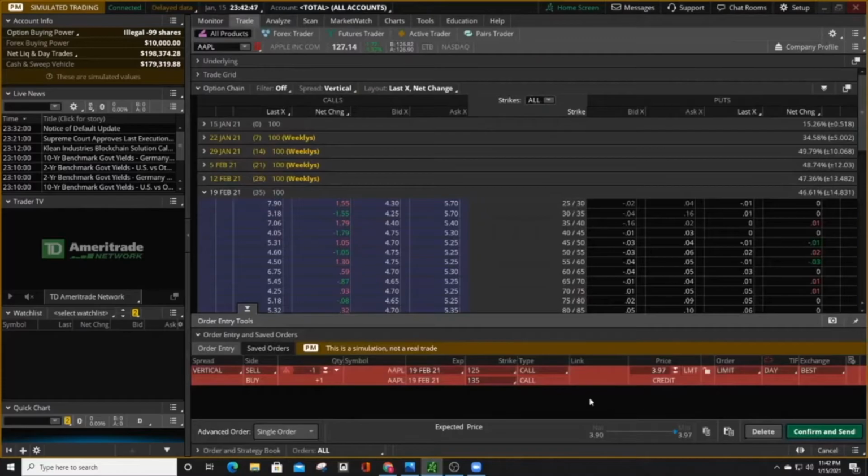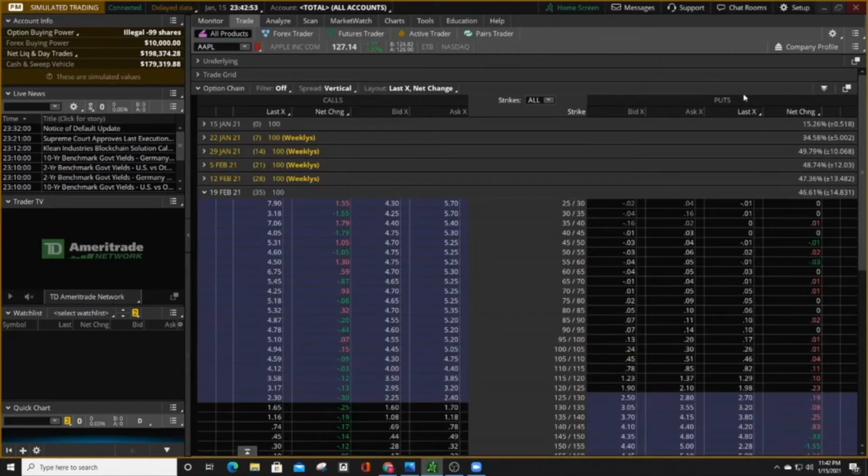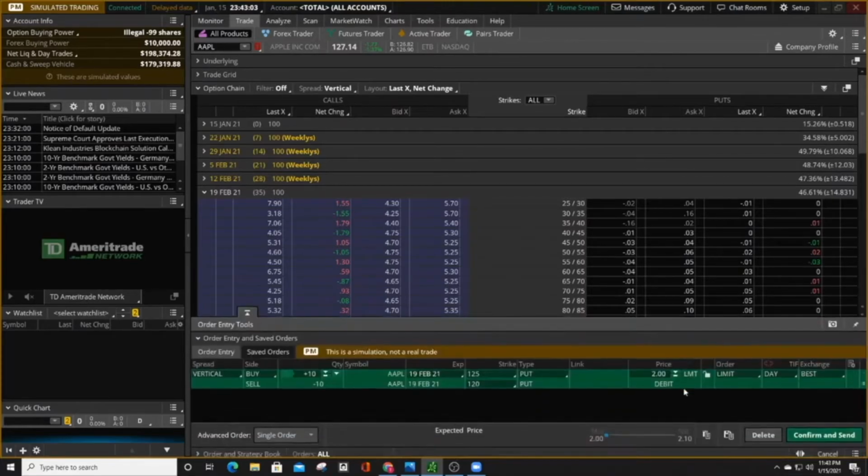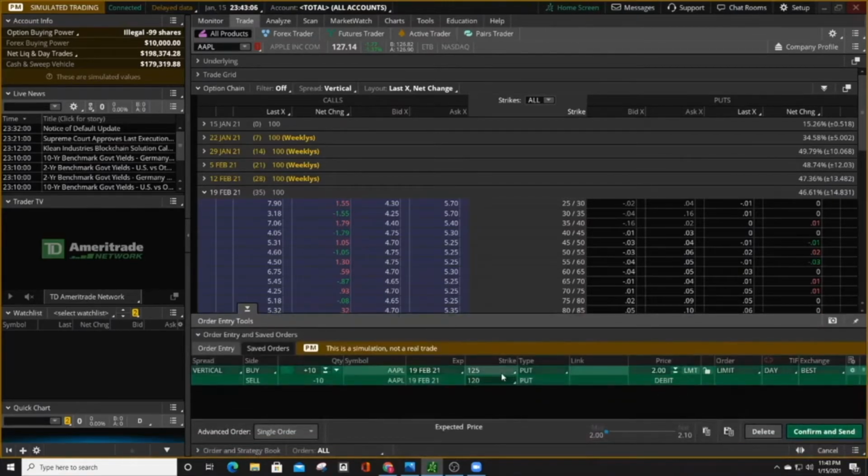So since we are buying a put debit spread, we go to the put option, and on this ask column, because that's where we are buying, we press buy. We buy at 125 and then we sell deep out of the money. So a spread of 10 will take us to 115.